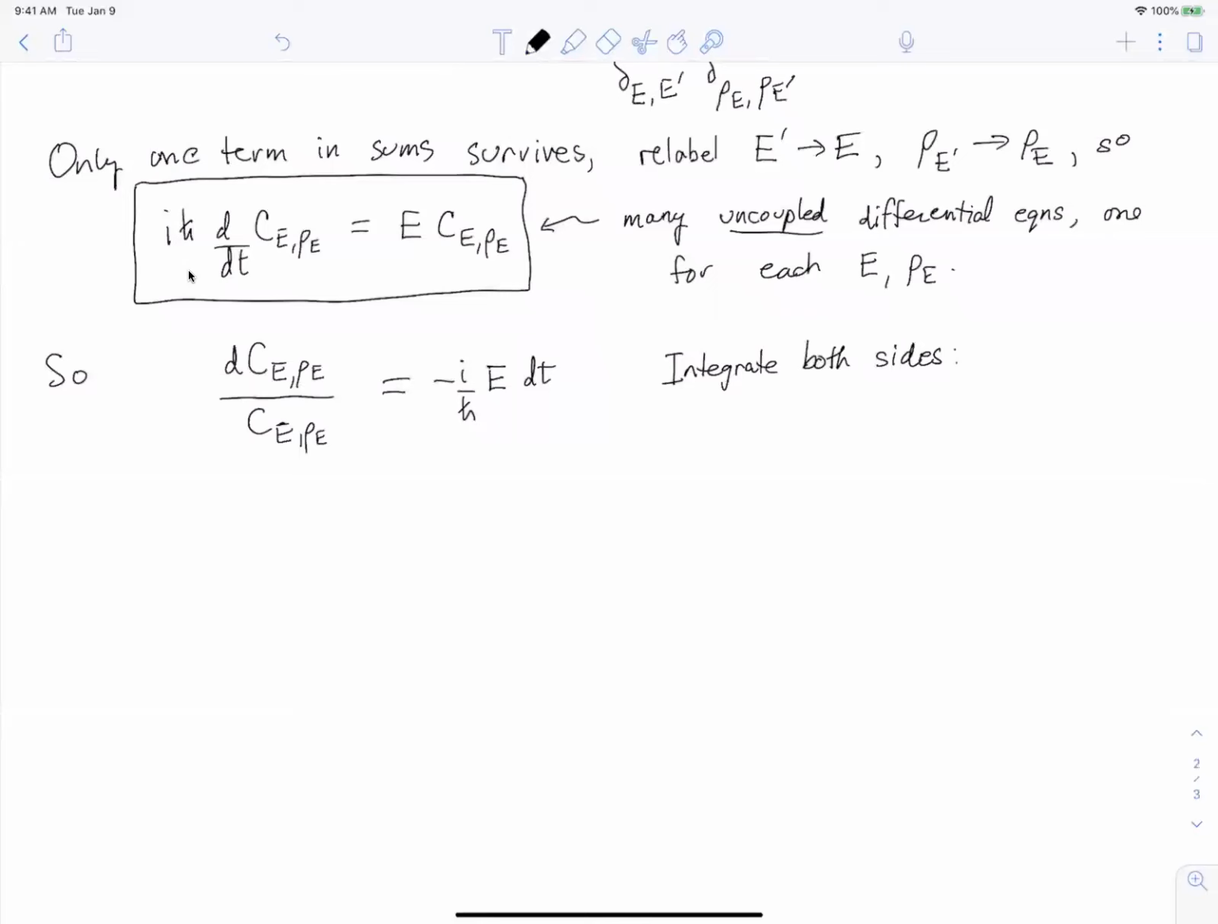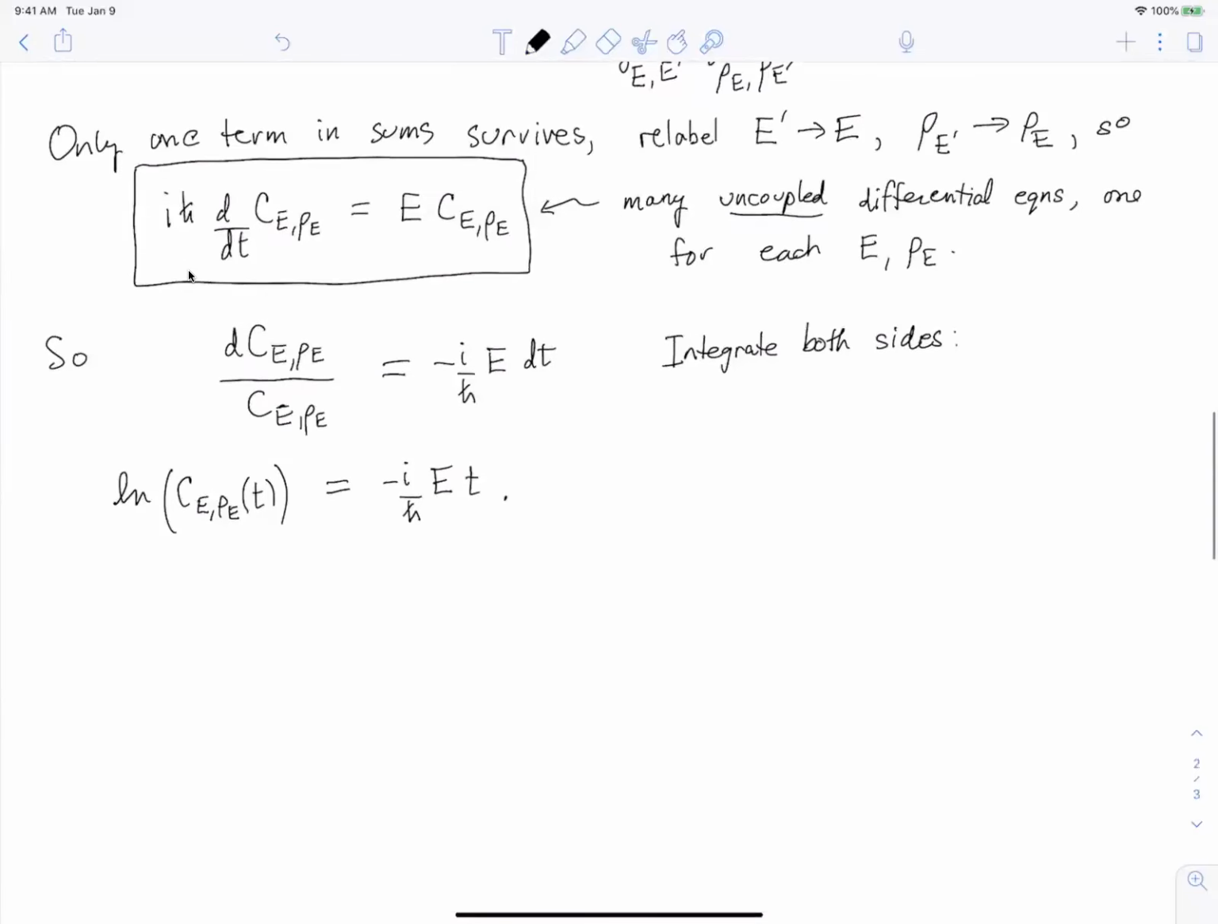Okay, on the left-hand side, we're going to get the logarithm of the coefficient C of E rho sub E. And here I'm going to be careful to note that it's a function of time. And so we're evaluating it at some time. And then on the right-hand side, when I integrate, I get minus i over h bar E times t. Right? Well, not quite right. What am I forgetting?